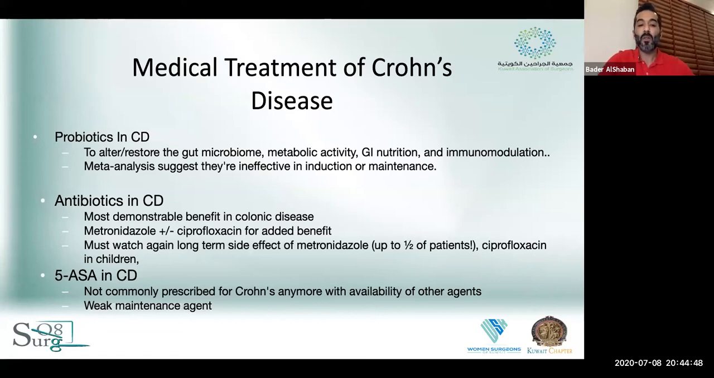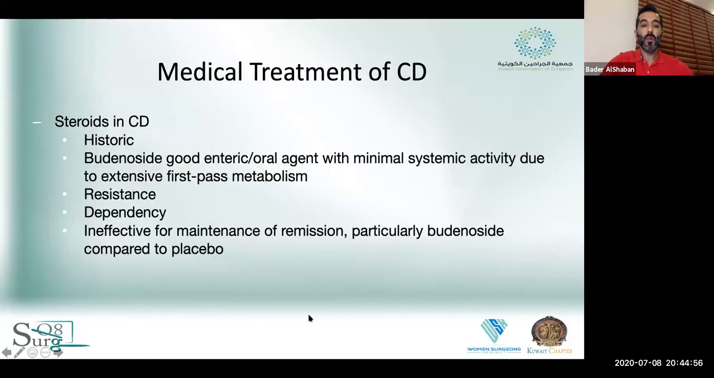Finally, sulfasalazine, I don't think that it is very effective, especially nowadays with the availability of the other agents. Steroids are another cornerstone in the treatment of Crohn's disease. Budesonide, which is also known as Entocort, is a good oral agent that has minimal systemic activity because it has an extensive first-pass metabolism whenever it goes through the liver. Other forms of steroids are prednisone and hydrocortisone. They do form resistance over time. They do show dependency. Therefore, they are ineffective for maintenance of remission, especially budesonide when compared to placebo.